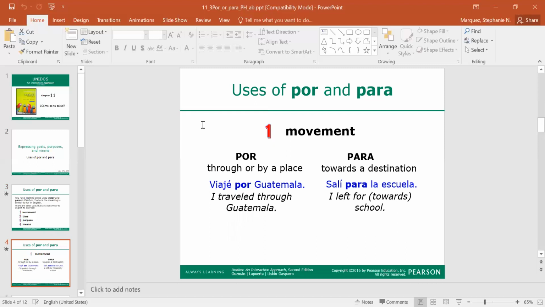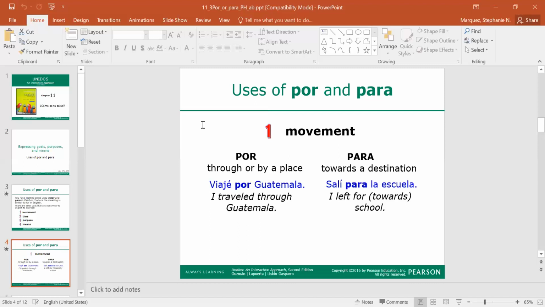Now, notice that we have kind of been convinced that por and para both mean for up until this point, but now we're seeing that if somebody comes up to you and says, viajé por Guatemala, it could be, I traveled through Guatemala, or I traveled around Guatemala, like we saw in the last resource, or I traveled kind of in and around Guatemala. And how is por or para used for movement when we're talking about para?